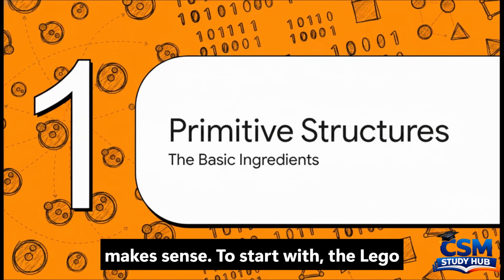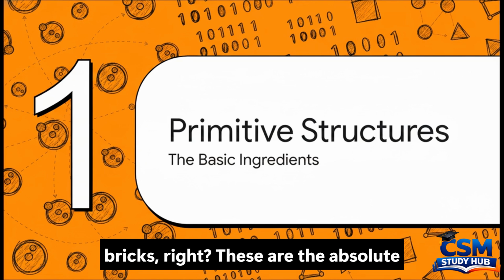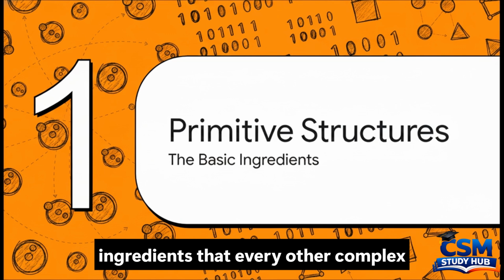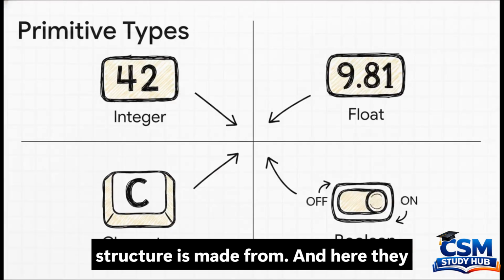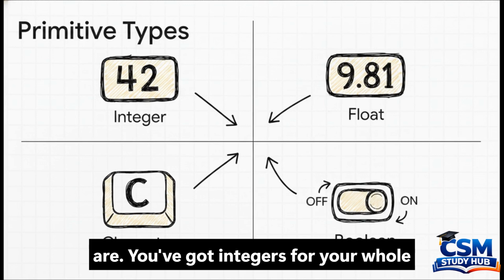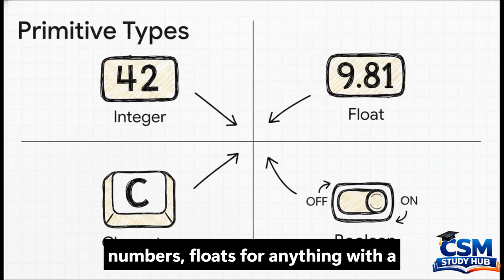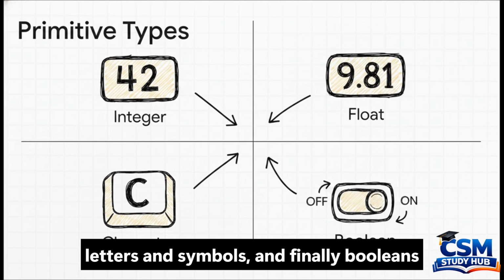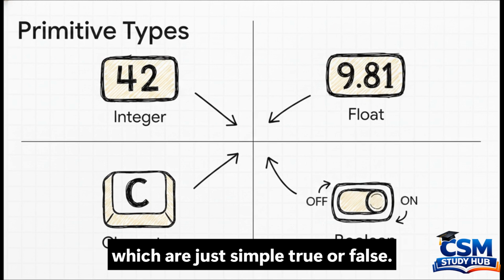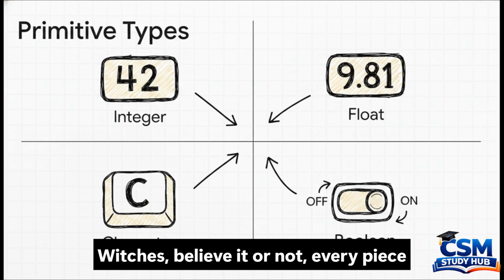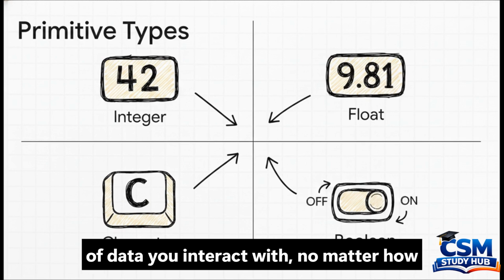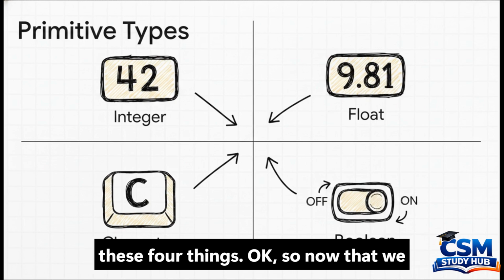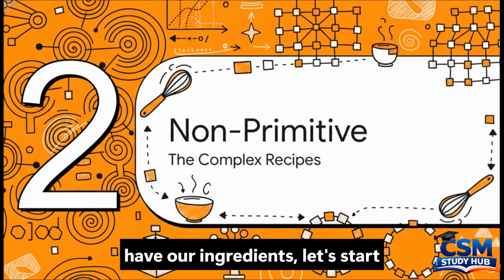So it makes sense to start with the Lego bricks, right? These are the absolute simplest building blocks, the basic ingredients that every other complex structure is made from. And here they are. You've got integers for your whole numbers, floats for anything with a decimal point, characters for single letters and symbols, and finally, Booleans, which are just simple true or false switches. Believe it or not, every piece of data you interact with, no matter how complex, boils down to combinations of these four things. Okay, so now that we have our ingredients, let's start cooking.